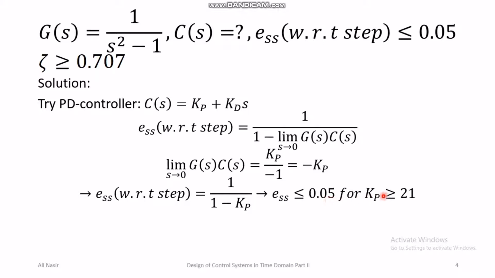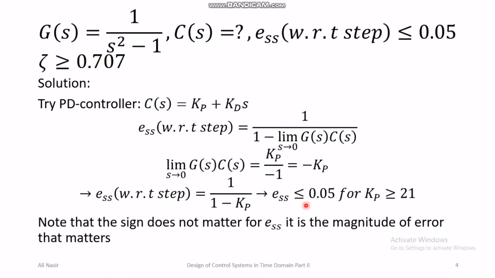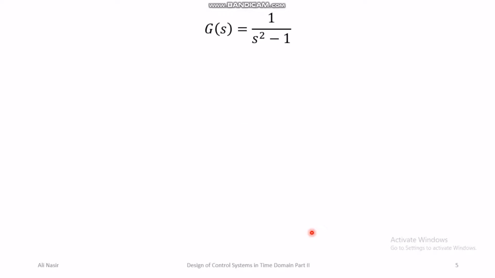If you keep on increasing kp further from 21 and onwards, the error value would go closer and closer to the 0 value. So note that the sign does not matter for steady state, it is the magnitude of the error that matters. And so we have g of s and c of s, and so far we have found out that in order to meet the steady state requirement, the p part of the controller shall be such that kp is greater than or equal to 21.